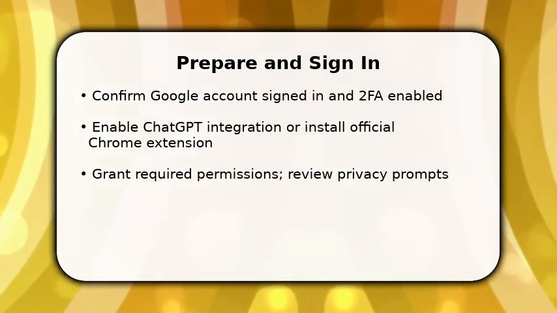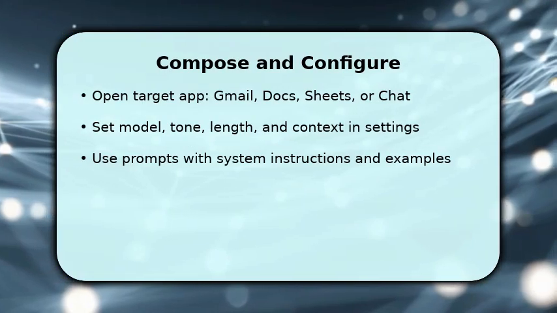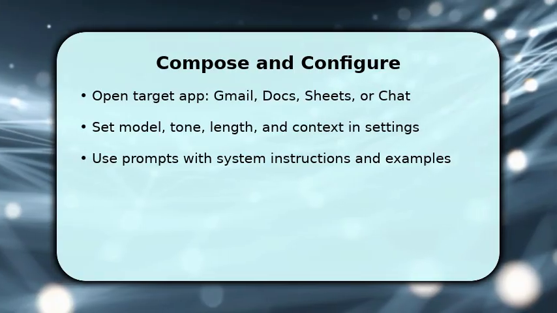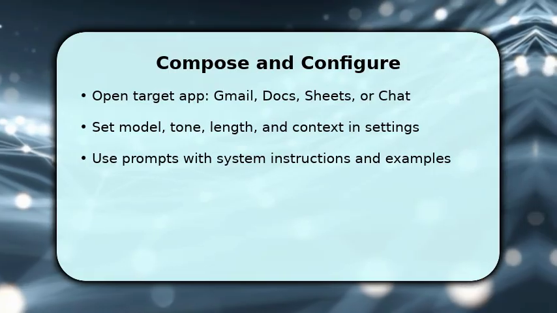You now compose with intent. Open Gmail, Docs, or the chat overlay and choose the ChatGPT model. Configure temperature, tone, and max tokens to control creativity and length. Lower values yield concise output.